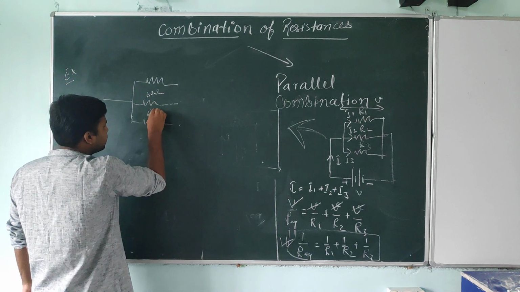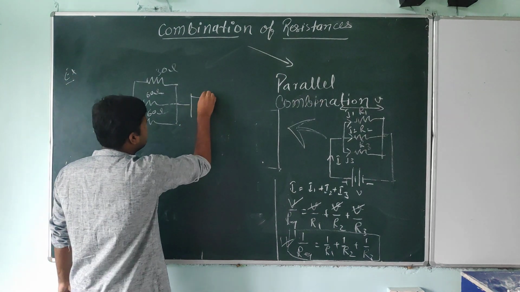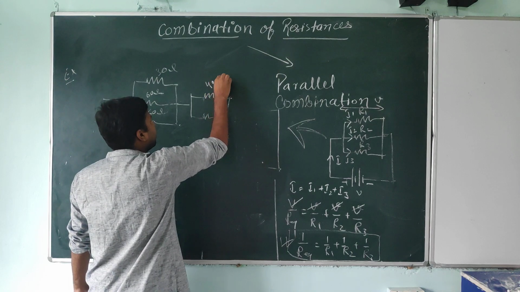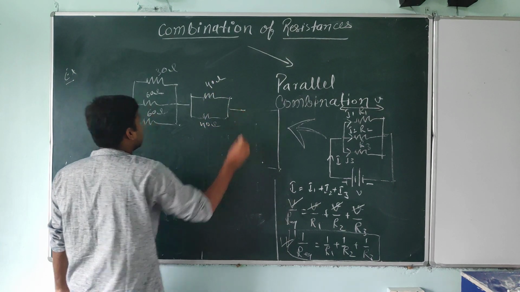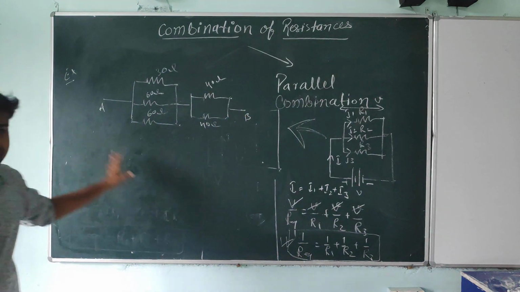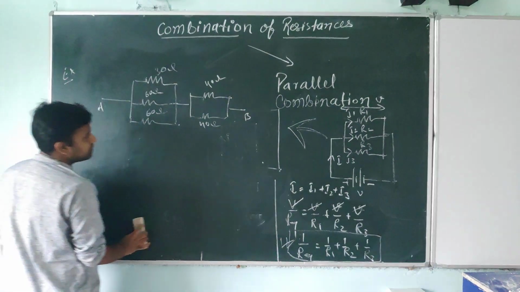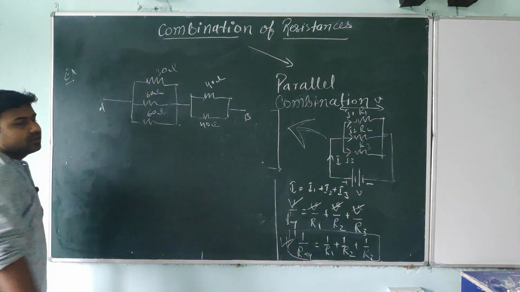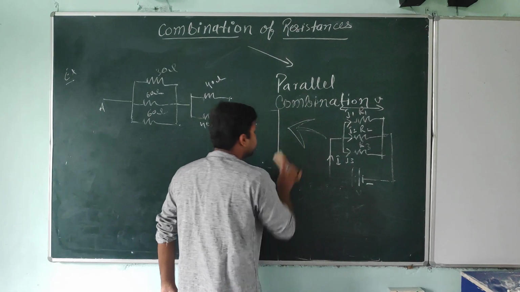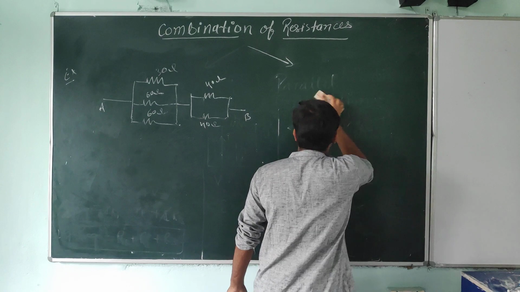60 ohm, 60 ohm, 30 ohm. Okay students, it's a very basic example, and the question is what? Find the equivalent resistance between A and B. Okay, find the equivalent resistance between A and B. Everyone try it. What happened to this tester? It's not working.